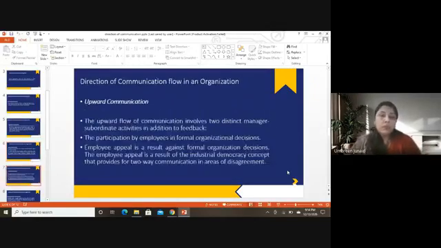The upward flow of communication involves two distinct manager-subordinate activities in addition to feedback. And what are they? The participation by employees in formal organizational decisions, and employee appeal against formal organizational decisions. The employee appeal is a result of the industrial democracy concept that provides for two-way communication in areas of disagreement. A very, very important thing.